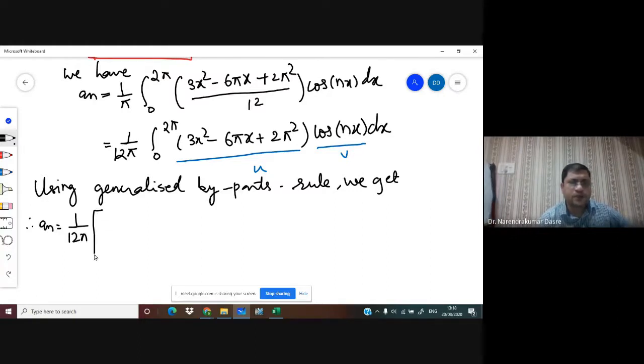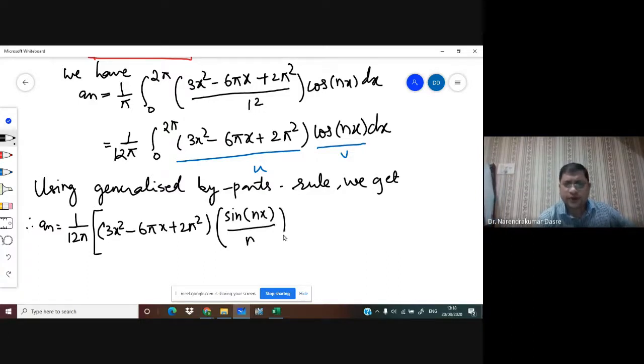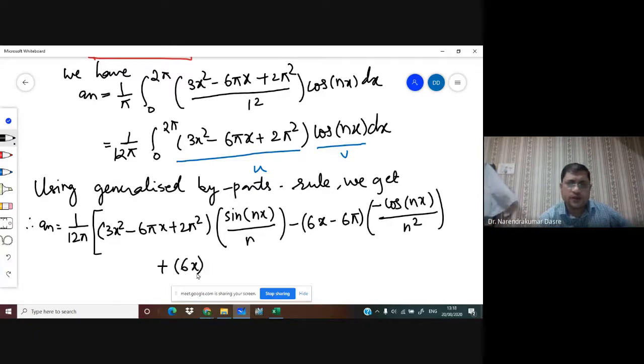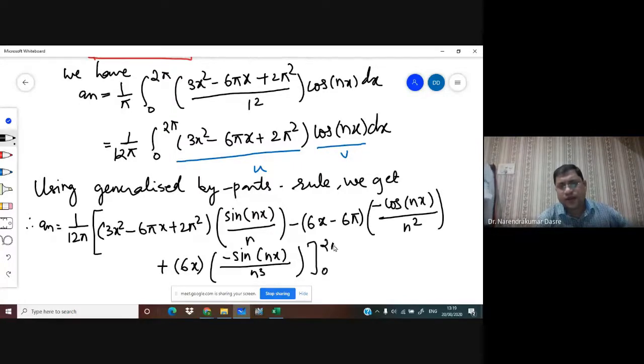So what we are able to get here is an equal to 1 upon 12 pi. Now please be careful with the terms. Here we have u as it is, 3x square minus 6 pi x plus 2 pi square, and the integral, so we'll be having sine of nx upon n, minus the derivative of this term, so 6x minus 6 pi, and this will be minus cos of nx upon n square, and plus the derivative of this term will be 6, and the integration of this, so minus sine of nx upon n cube, and here we'll be having 0 to 2 pi.